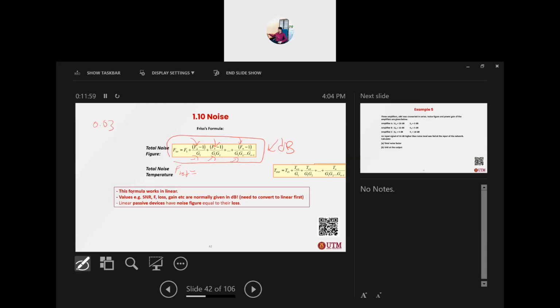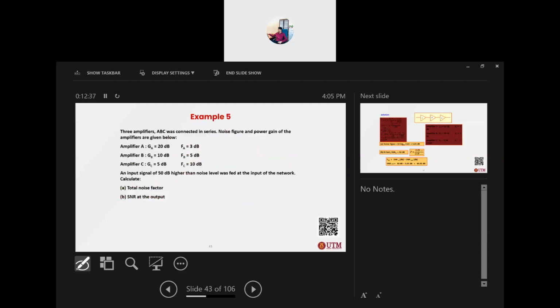Wait for a while. This formula works with linear values, for example. F loss is normally given in dB, so you need to convert to linear first. Linear passive device has loss. I think it will be clearer if we go to the example. This is the figure, then we need to convert to dB later on. So it's okay. We go to this example first. Easy. Okay, we go to the example.